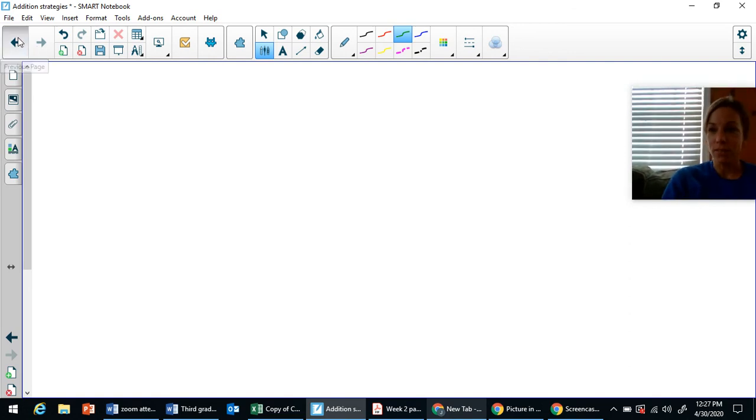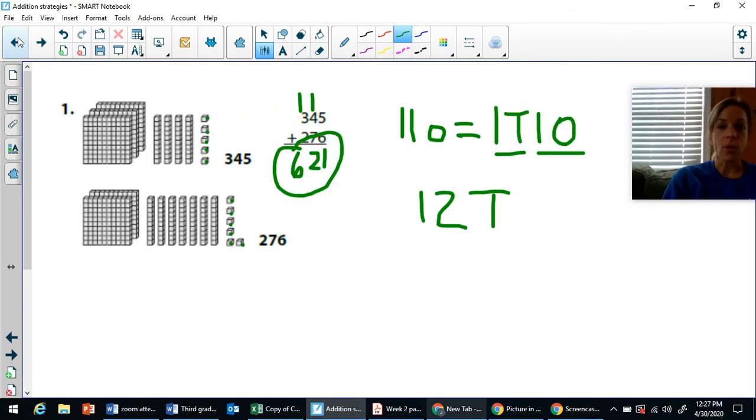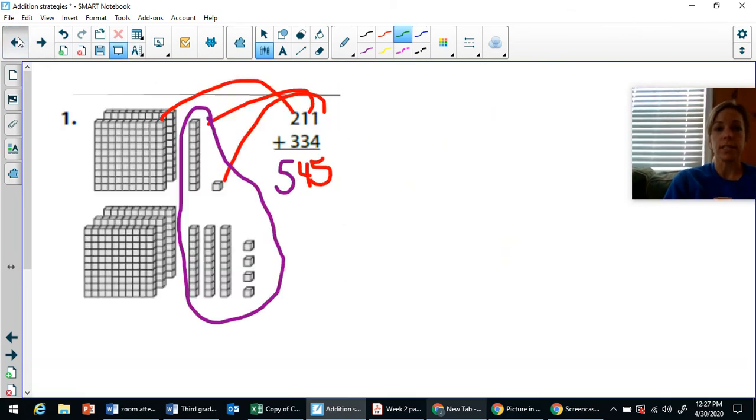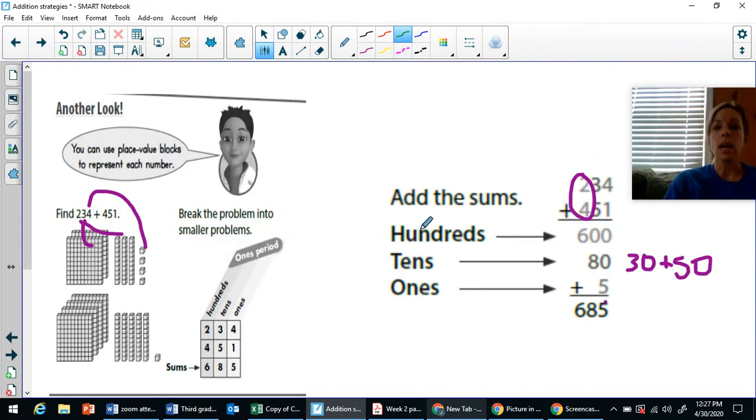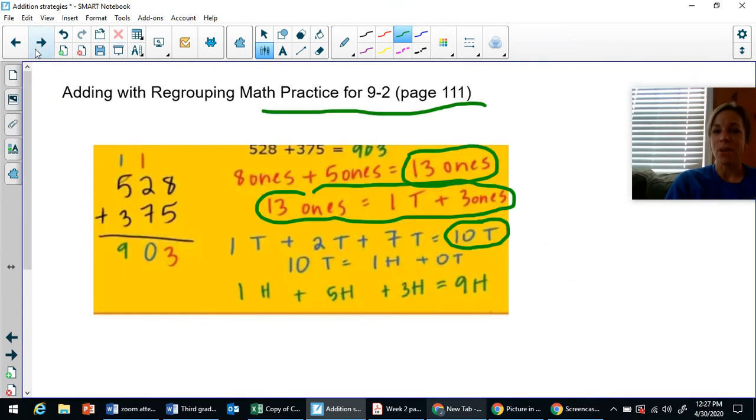So let me just quickly review one more time. So the 2 strategies that you should be working on to do this. The first one is using that expanded form, breaking apart those 3-digit numbers into hundreds, tens, and ones before you add them together. And the other strategy is probably the one that we are most comfortable with, is regrouping.